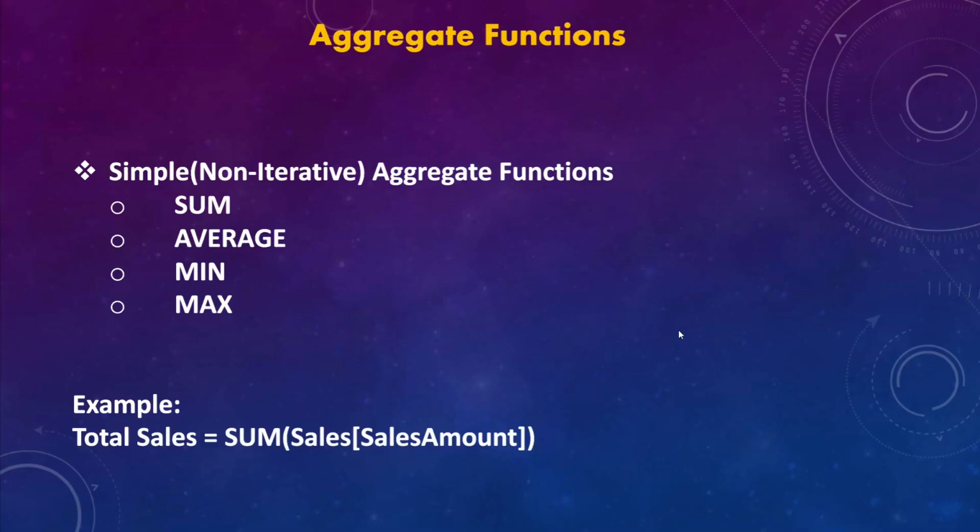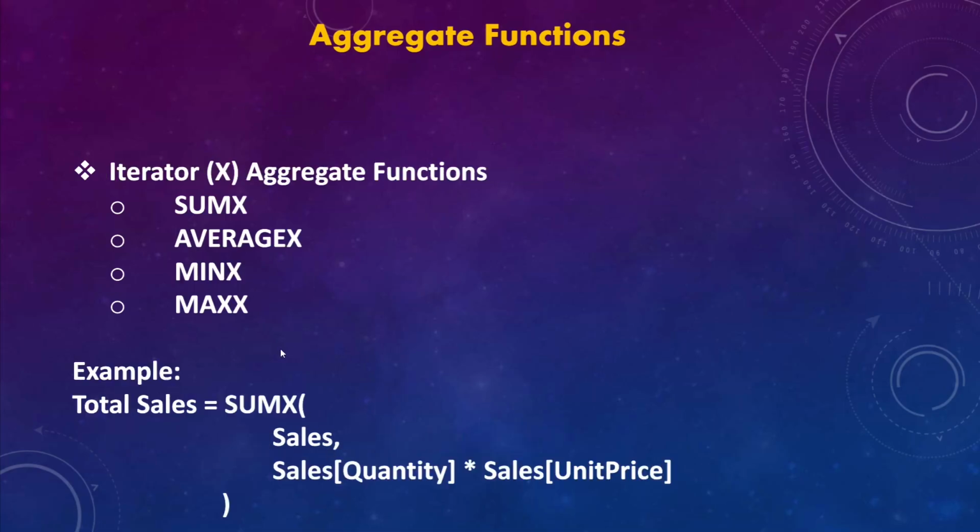Let's look at some of the simple aggregate functions. Sum, average, min, max are the most commonly used aggregation functions in DAX measures. These functions will accept only one column as a parameter. We cannot pass any mathematical expressions, like the product of two numerical columns, as a parameter. These functions do not support any expressions, whereas the iterator functions support expressions as parameters.